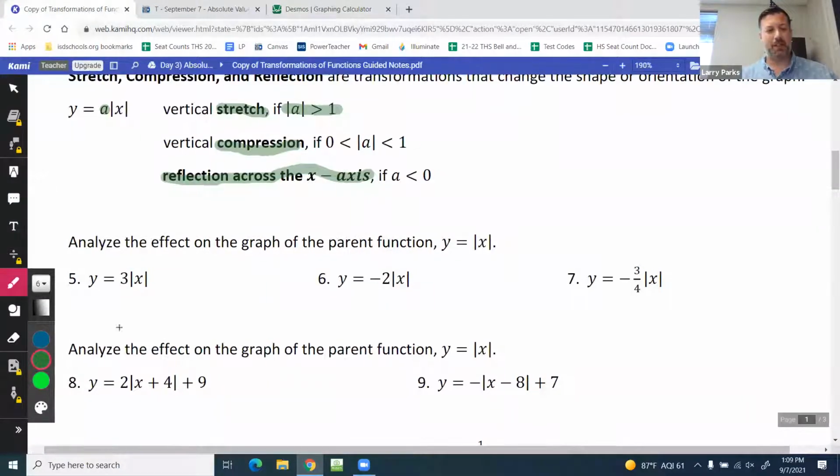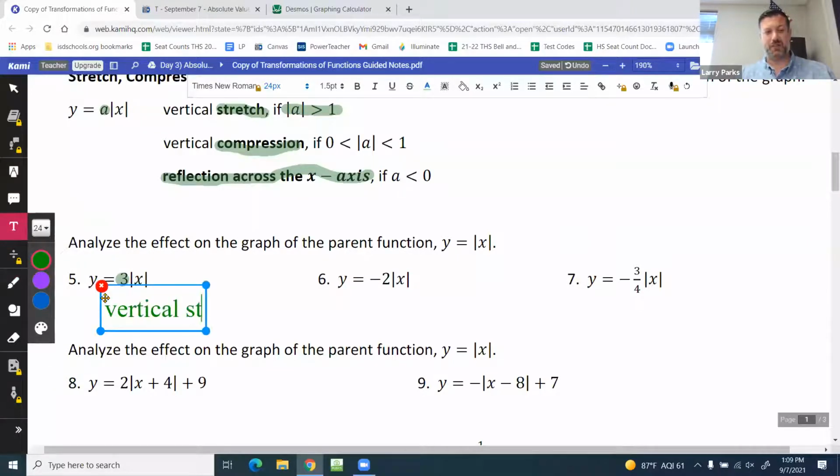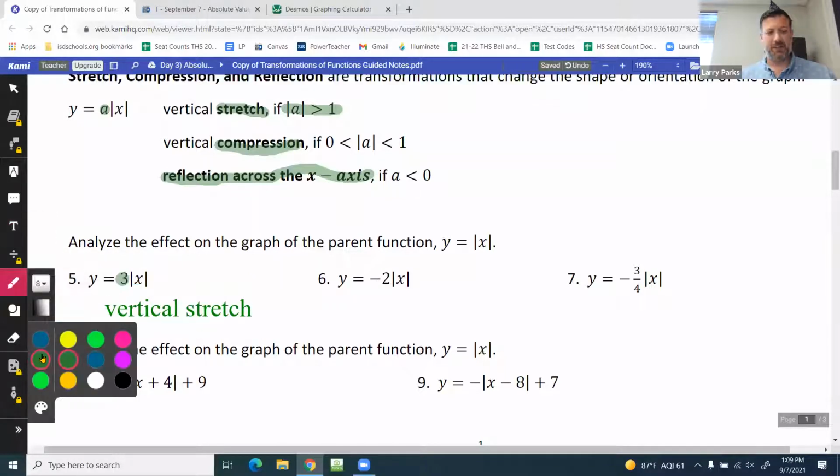So when I look at this number, I see that it's a 3. I go up here and I see that 3 is bigger than 1. So then to analyze the effect, I would say it's a vertical stretch. Okay. Here, I see that I have a 2. 2 is bigger than 1.